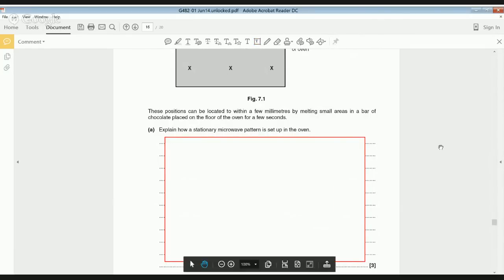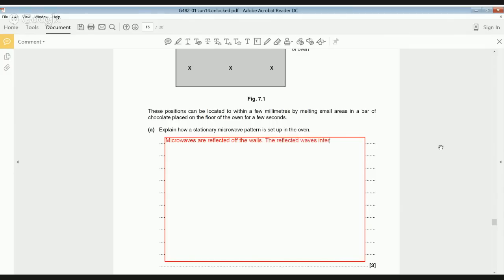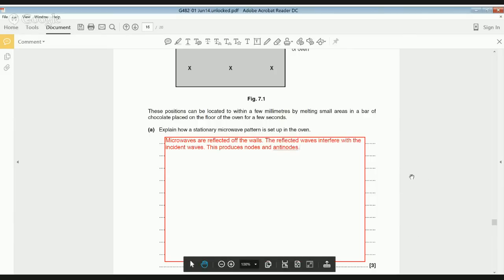Explain how the stationary microwave pattern is set up in the oven. Well, microwaves are reflected off the walls. The reflected waves interfere or superpose with the incident waves. This produces nodes and antinodes. It's really not clear why they gave you so much space for that for 3 marks. That's all you need to write, and that will get you the 3 marks for that part of the question.